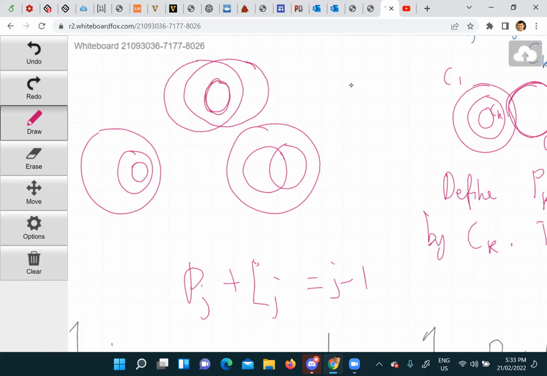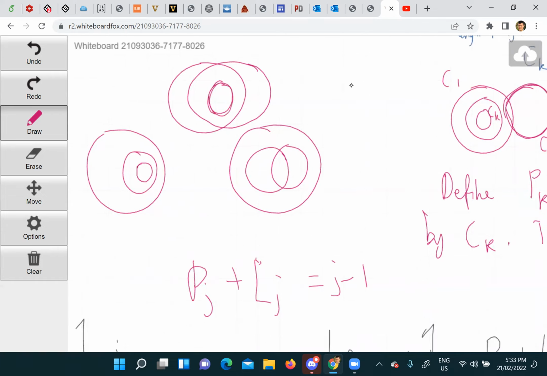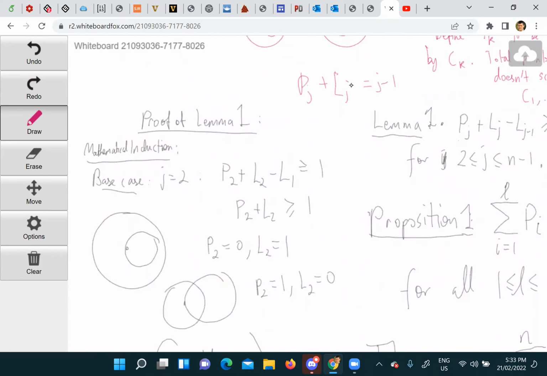Instead of j minus 1, is it equal to Lj minus 1 plus 1, instead of just Lj? Oh, okay. Lj equals Lj minus 1 plus 1. Actually, it could be, yeah. Let's look at this proof, and see where we use the inequality. If we don't use it, then you're right.